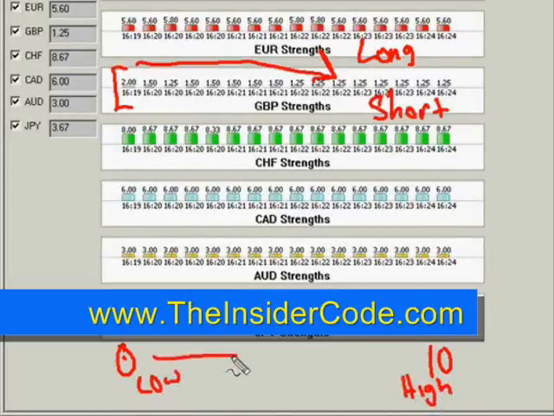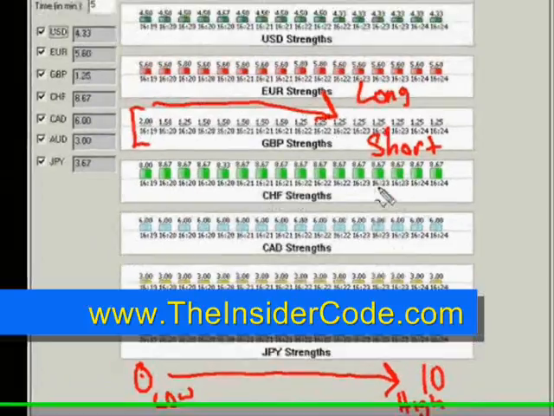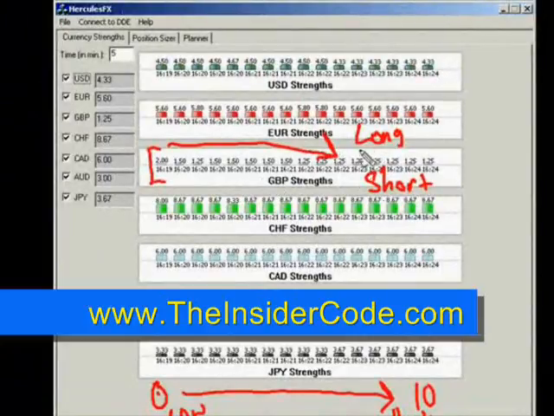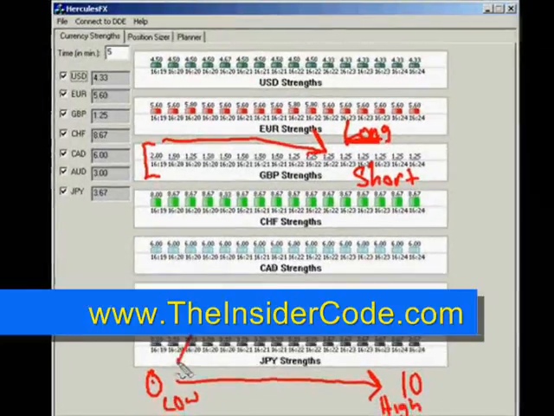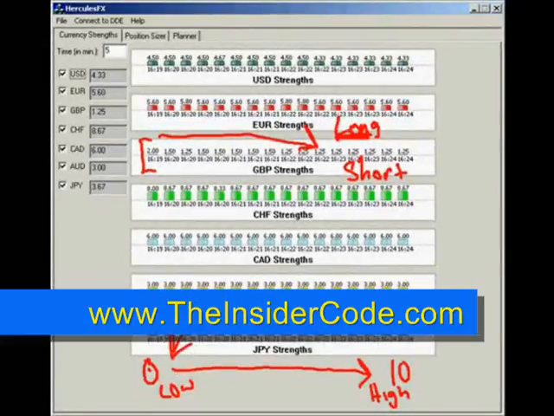So the stronger the strength, the more well-developed and the more active the trend has become. So I don't necessarily want to jump in on a long trade when I see that the British pound strength is down here on the low end. So let's talk about a couple of cutoffs. Number one, anything below about 2 I consider low, and anything above 7 I consider high.